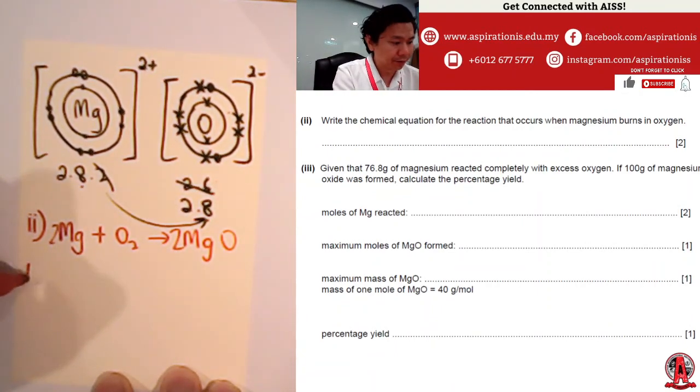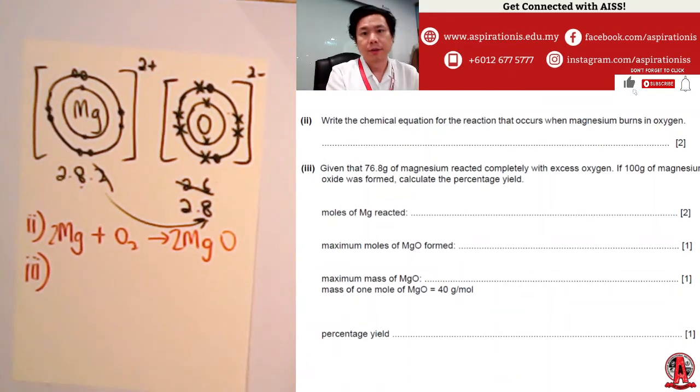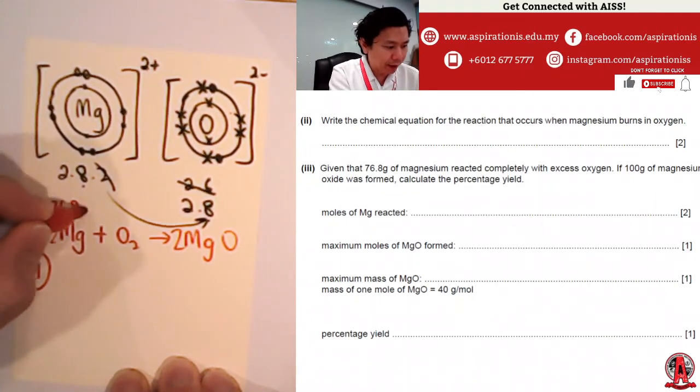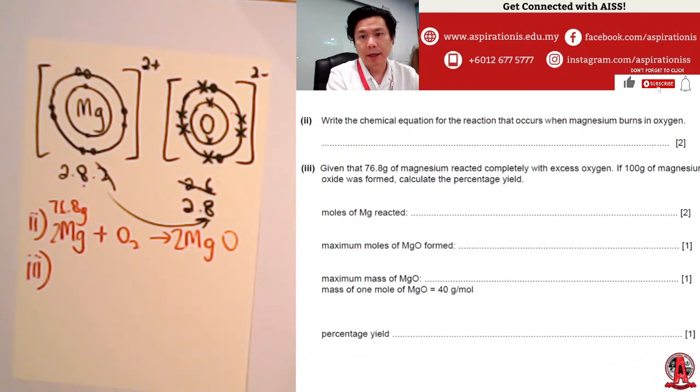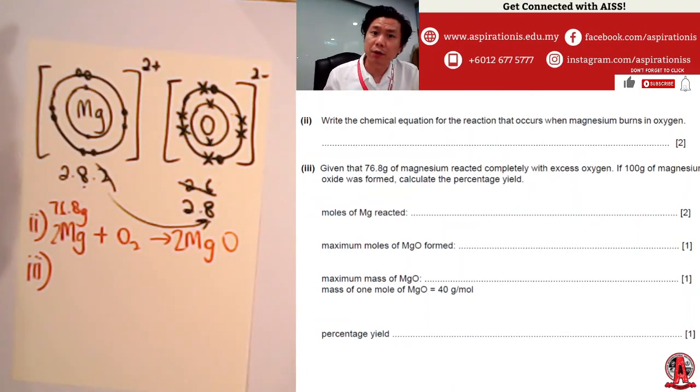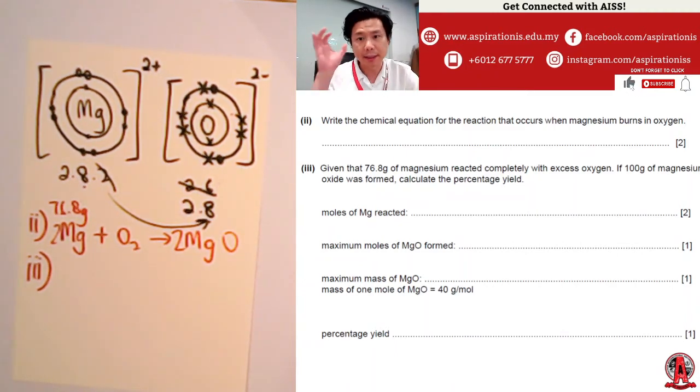Part 3. So now we are told that there's 76.8 grams of magnesium here, and they completely react with excess oxygen. So if you have 100 grams of magnesium oxide formed, calculate the percentage yield. I've told my students countless times that if it's percentage yield, you do not make use of the mass of the yield that is provided. So we do not use the 100 grams to calculate the moles. You only use it at the end.